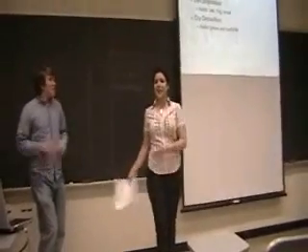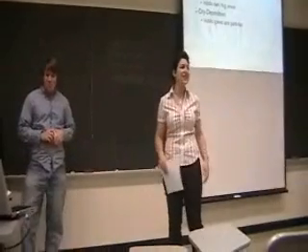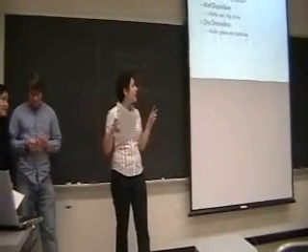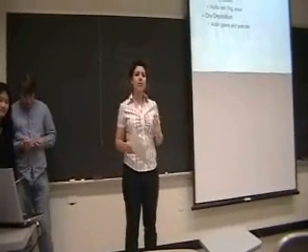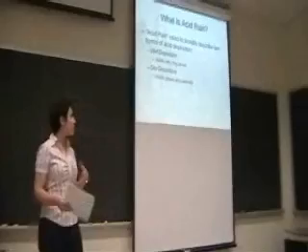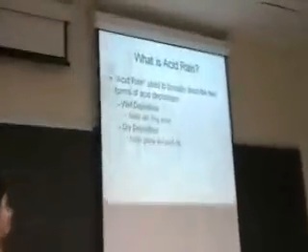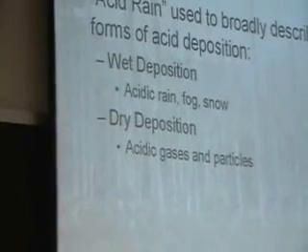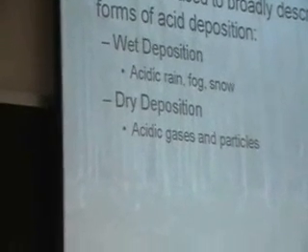So now we're going to go into the more technical explanation of acid rain. So what is acid rain? Broadly, it's used to describe two forms of acid deposition: wet and dry. Wet deposition is the more classic idea of acid rain. It's acidic rain, fog, and snow. And dry deposition is acidic gases and particles.